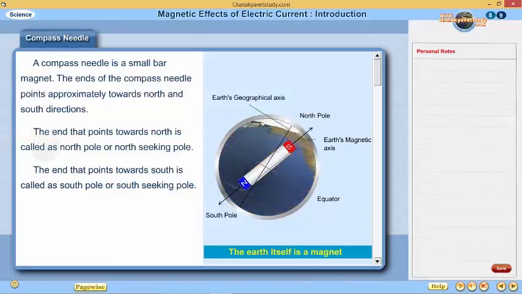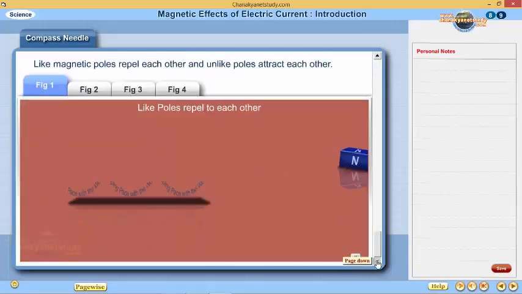Compass needle. A compass needle is a small bar magnet. The ends of the compass needle point approximately towards north and south directions. The end that points towards north is called the north pole or north-seeking pole. The end that points towards south is called the south pole or south-seeking pole. Like magnetic poles repel each other and unlike poles attract each other.